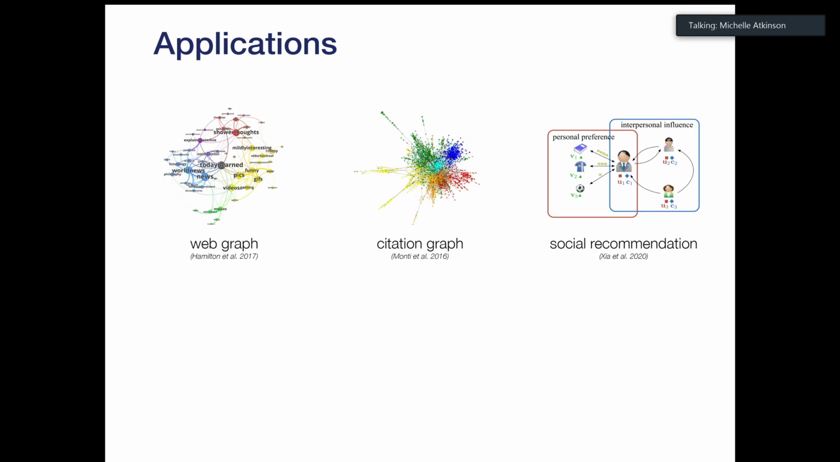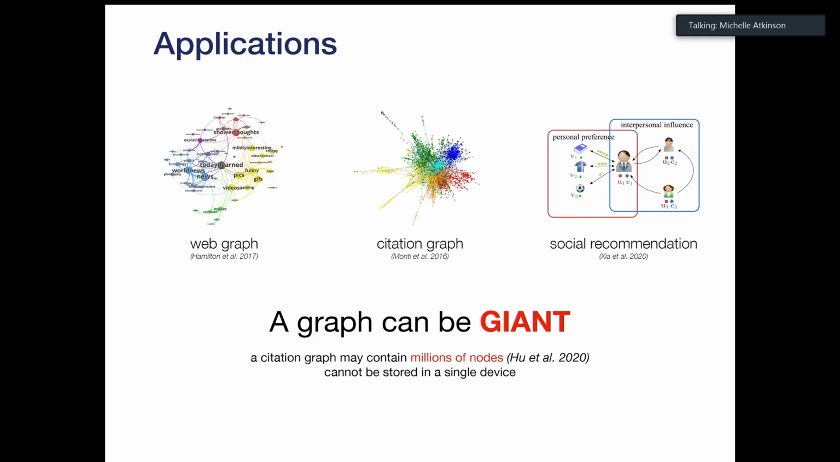Graph neural networks have many real-world applications. For example, we can use them for web graph analysis, or to analyze a citation graph. A graph neural network can also be used for social recommendation. But one challenge is that a real-world graph can be giant, and it may contain more than 1 million nodes, which cannot be stored in a single machine.